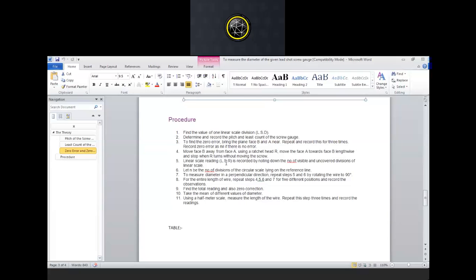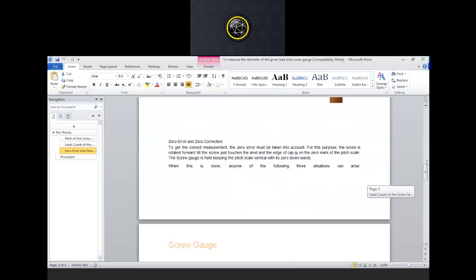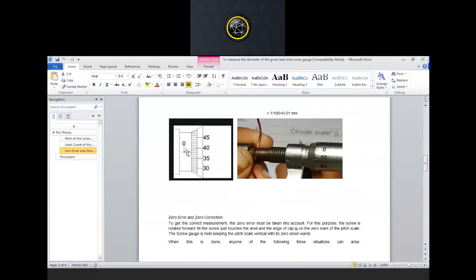Number 5, linear scale reading. That is main scale reading, whatever you can say. Okay, linear scale or main scale is recorded by noting down the number of visible and uncovered divisions of linear scale. You can see this image. In this image, see how many lines you can see here. In the uppercase 2, after 2 there is one more line in the lower one. That means it will be 2.5.